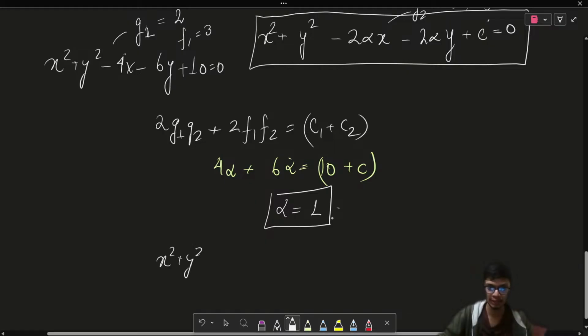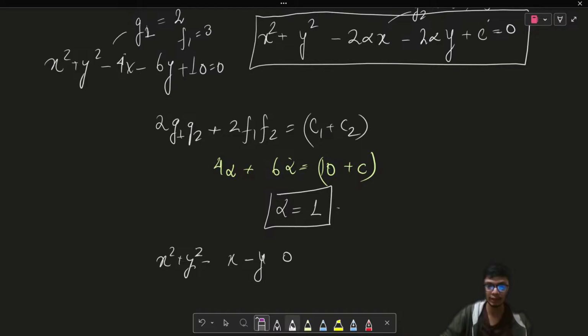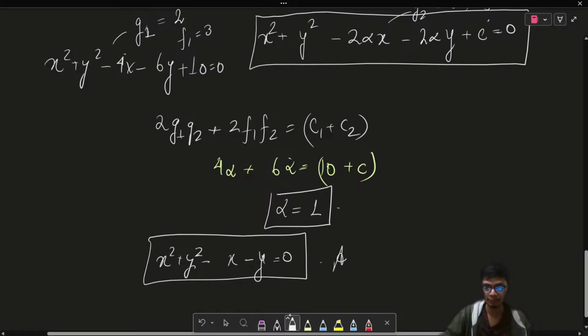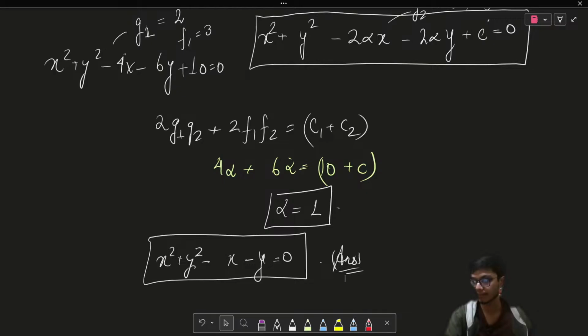So therefore the unknown equation of the circle will be x square plus y square minus x minus y is equal to 0. So that is the required equation of the circle. I hope this question is clear to all of you. Please do let me know in the live chat, is this part clear or not?